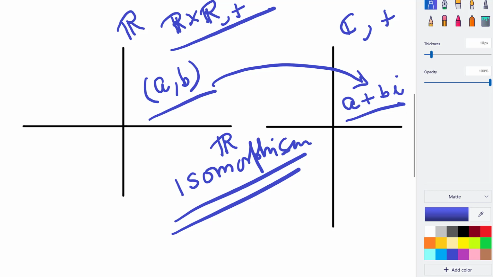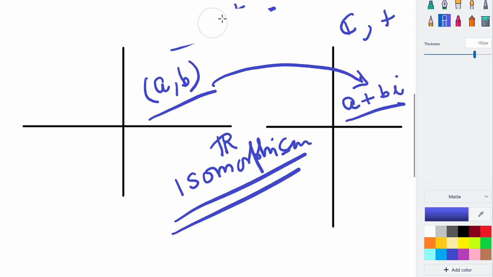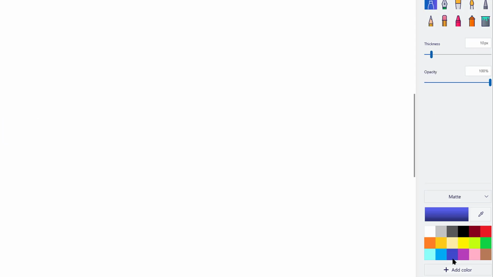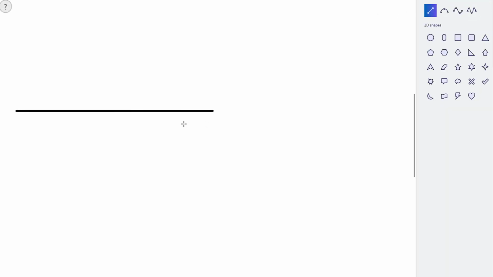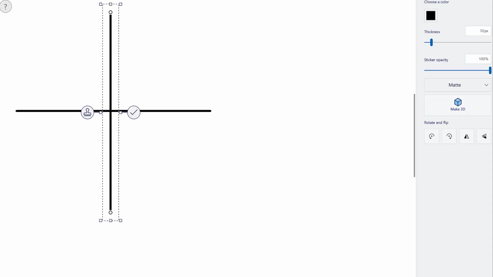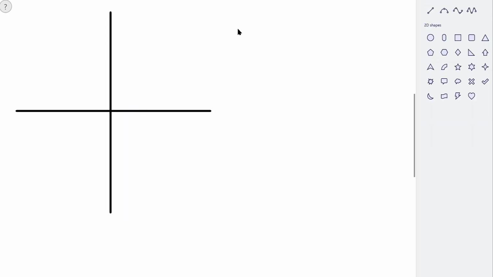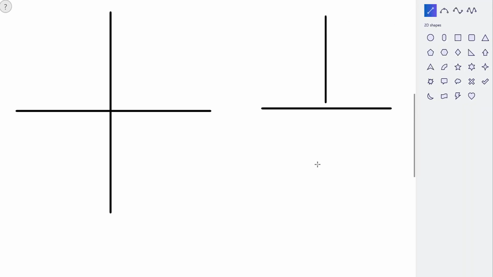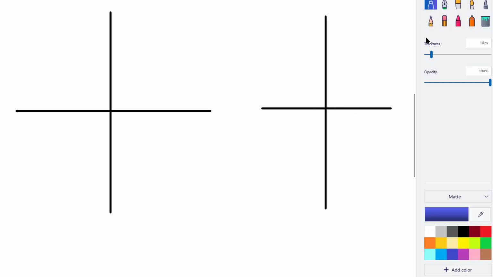Now let's look at a different case. Remember this R star, or the non-zero real numbers, that also forms a group with respect to multiplication. So here we are going to write R star cross R star. So what I will do first is this: let's remove 0, as we are supposed to, for both the places.